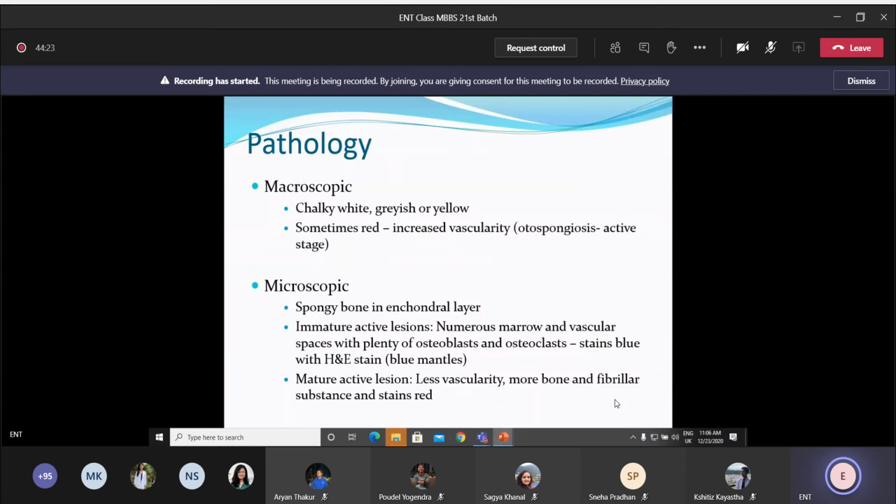But microscopically, if you look under the microscope, you would see spongy bone in the endochondral layer. There's an immature active lesion. That means numerous marrow and vascular spaces with plenty of osteoblasts and osteoclasts are seen. They stain blue. And in a mature stage, you would see less vascularity, more bone, and a fibrillar substance, and it stains red. So you can get either an active stage or an inactive stage, and depending on that, you would see these features.